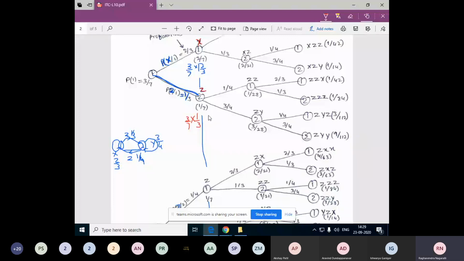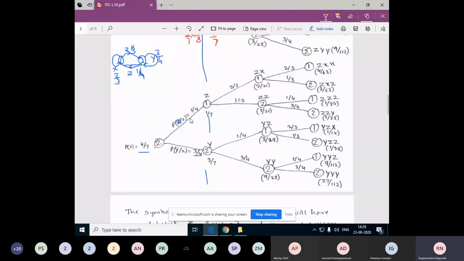So what is the final probability? 1 by 7. The 3s can cancel each other, so 1 by 7 is the probability at this state. Similarly at this state, the symbol emitted is Z and the total probability is 4 by 7 into 1 by 4. The 4s cancel each other, so the probability that we are left with is 1 by 7.